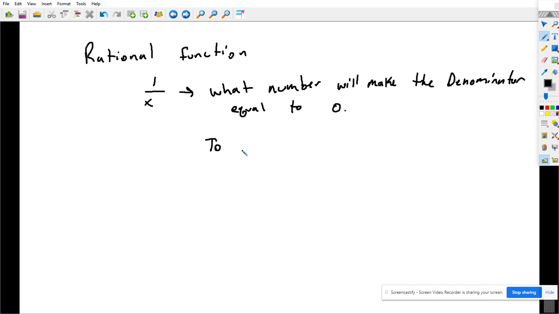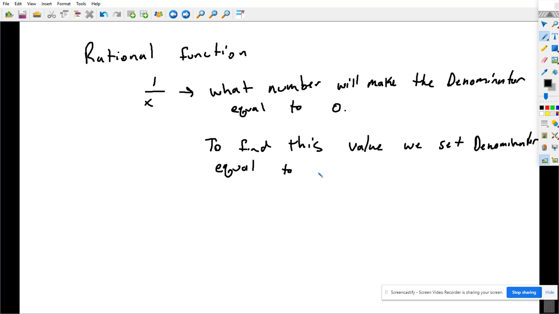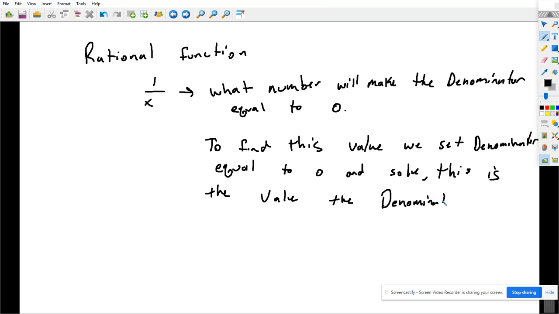Okay, so to find this value, we set the denominator equal to 0 and solve. This is the value the denominator cannot be. I'm going to show you a couple of examples.